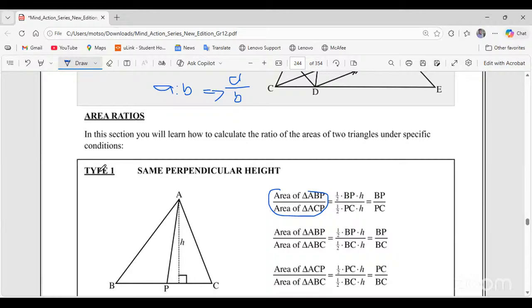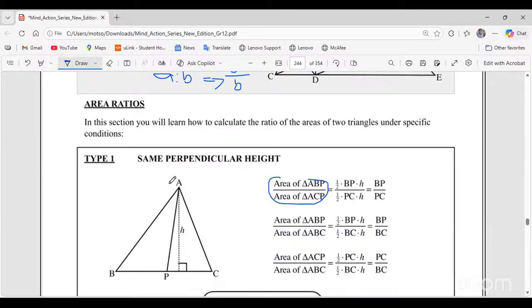Okay, now at first we are given type 1. Let's learn about type 1. What does type 1 say to us? They say same perpendicular height. So there's this one type 1 that says the same perpendicular height.